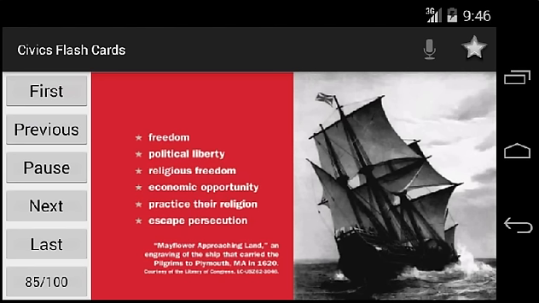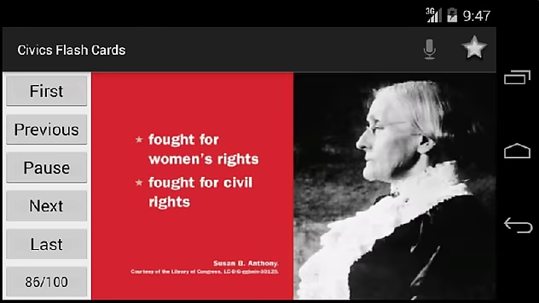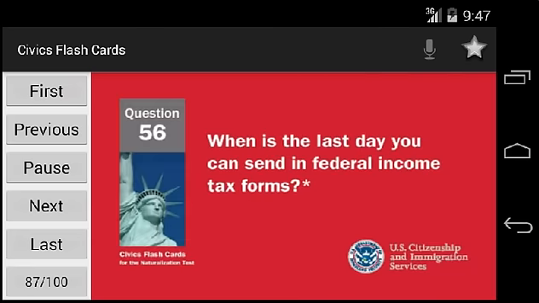Political liberty. Religious freedom. Economic opportunity. Practice their religion. Escape persecution. What did Susan B. Anthony do? Fought for women's rights. Fought for civil rights. When is the last day you can send in federal income tax forms?